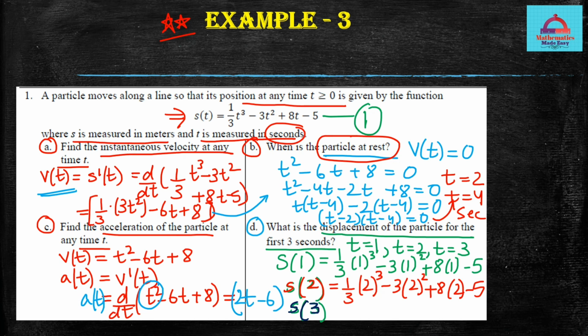I have to change my color once more. So this is s at the point t equal to 3. So wherever there is t, I'm just going to substitute 3 here. So 1 by 3 times 3 cube minus 3 times 3 square plus 8 times 3 minus 5. Now you may just use your calculator, evaluate these 3 values, simplify, solve, and you will get the displacement of the particle for the first 3 seconds. So very, very important, all 4 parts, very useful, especially for students giving the AP Calculus exam.